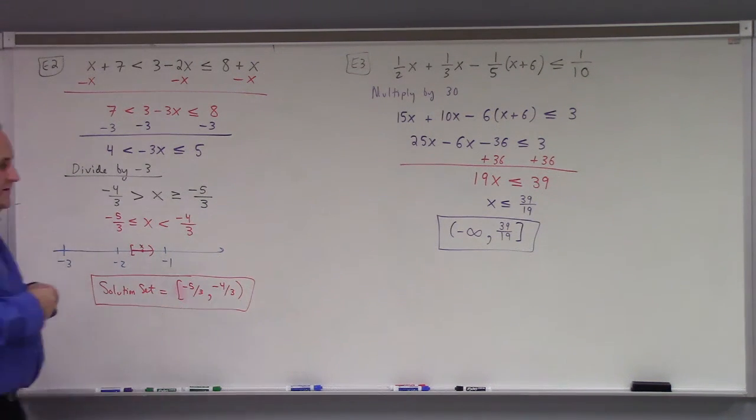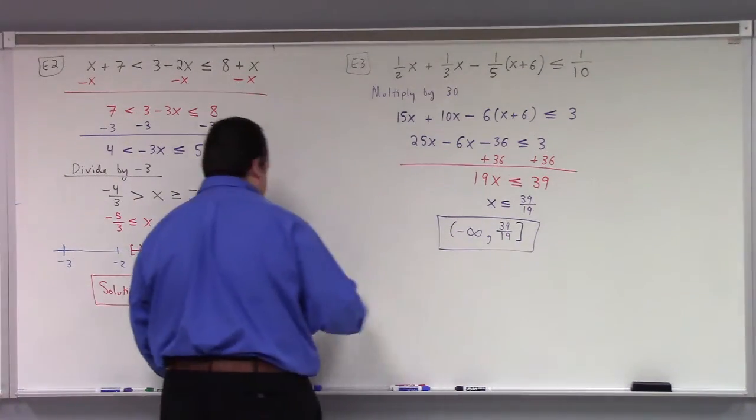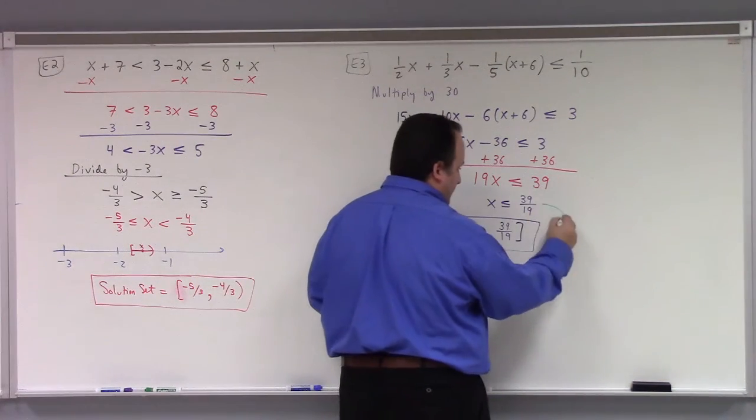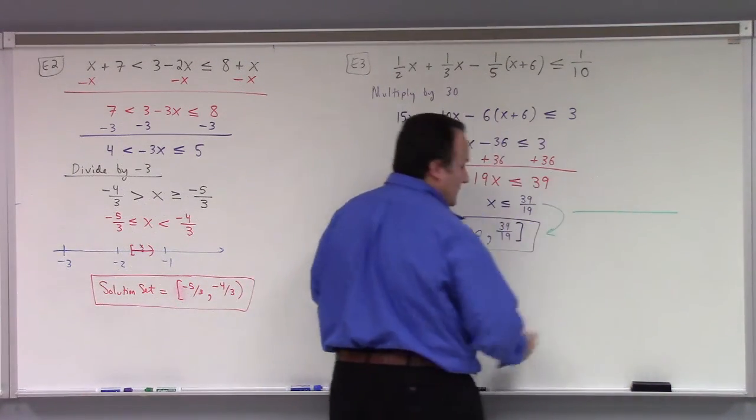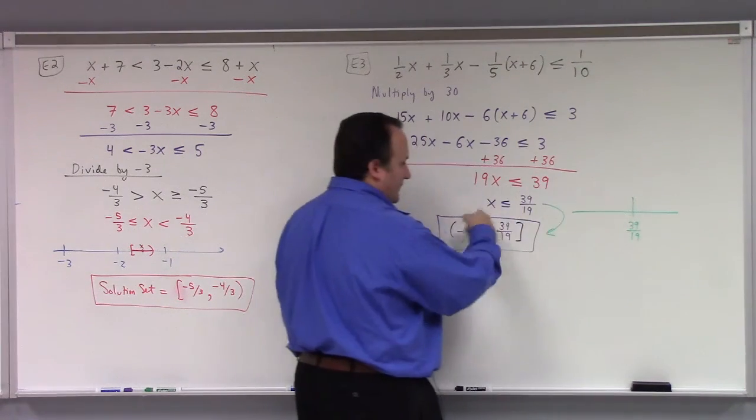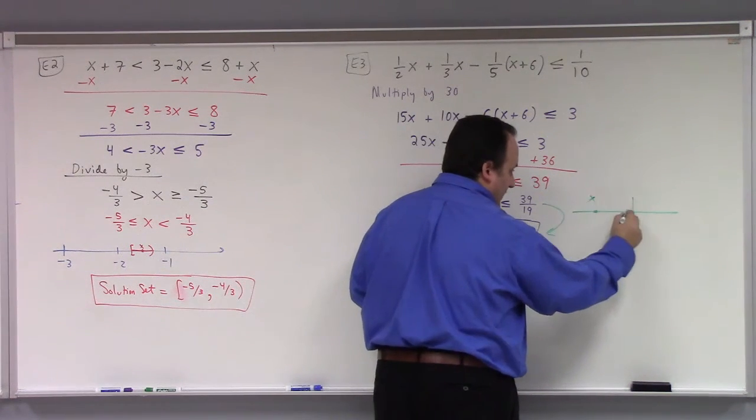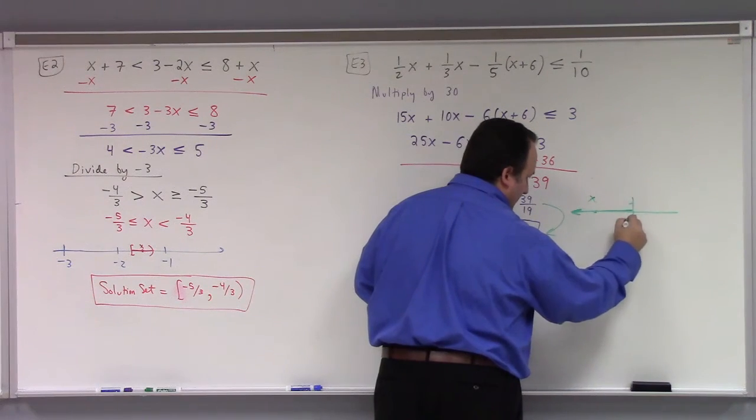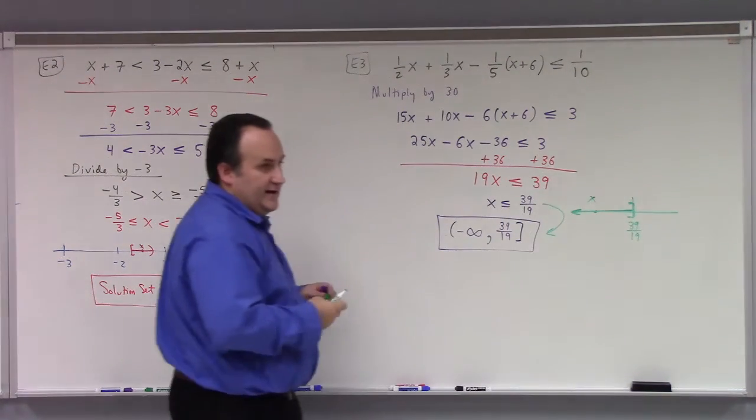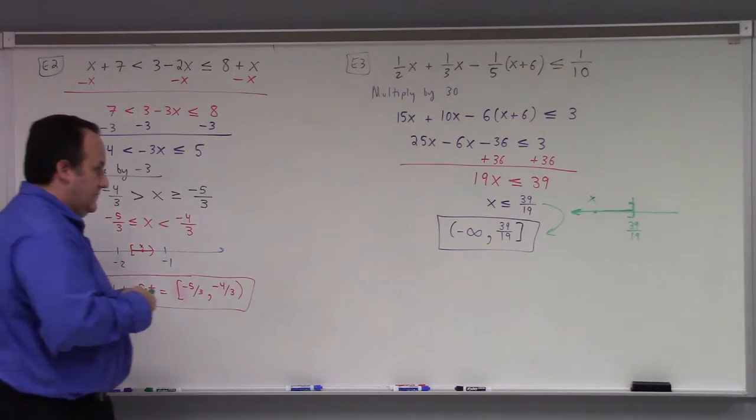Now, if you're unclear about how to get from here to here, what should you do? You can draw a number line. You can put 39 over 19, and you can ask yourself, where does x go? x goes to the left, right? Which gives you minus infinity to 39 over 19. You don't have to write that down, but if you're not clear on how to get from the inequality to the interval, that's a good help.